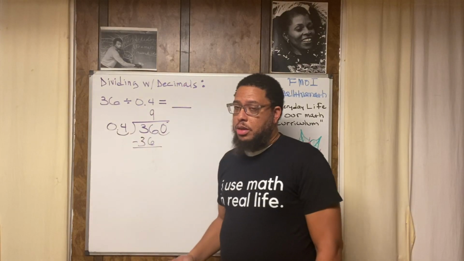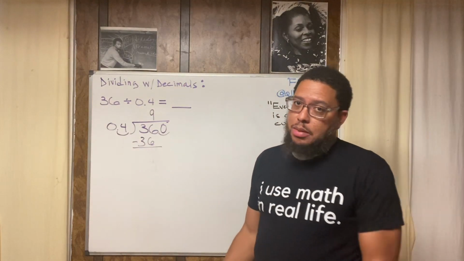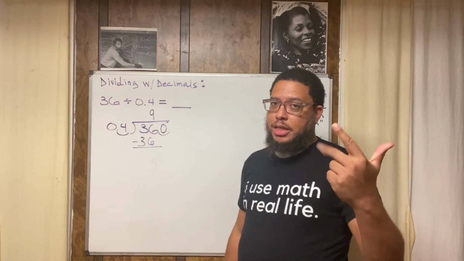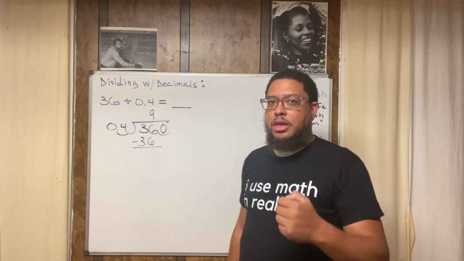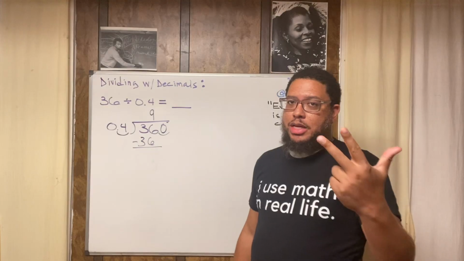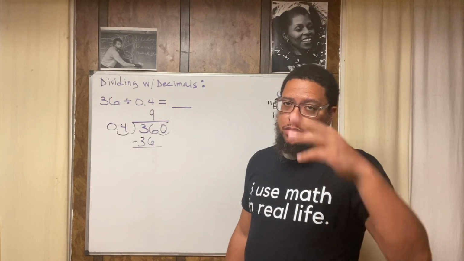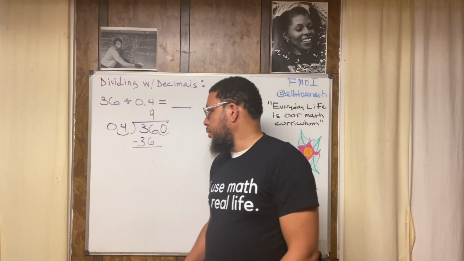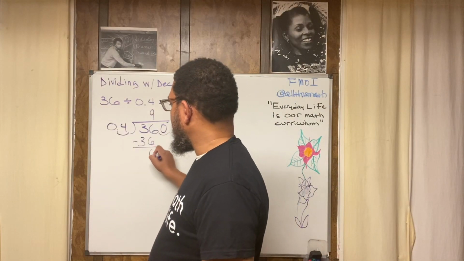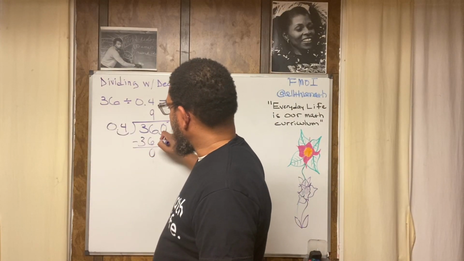When we do long division, it's a 3-step process. Divide, multiply, subtract. Drop the next digit. Divide, multiply, subtract. It's really a 4-step process, I should say. Divide, multiply, subtract. Drop the next digit. All right. So 36 minus 36 is going to be 0. And then we bring this 0 down.